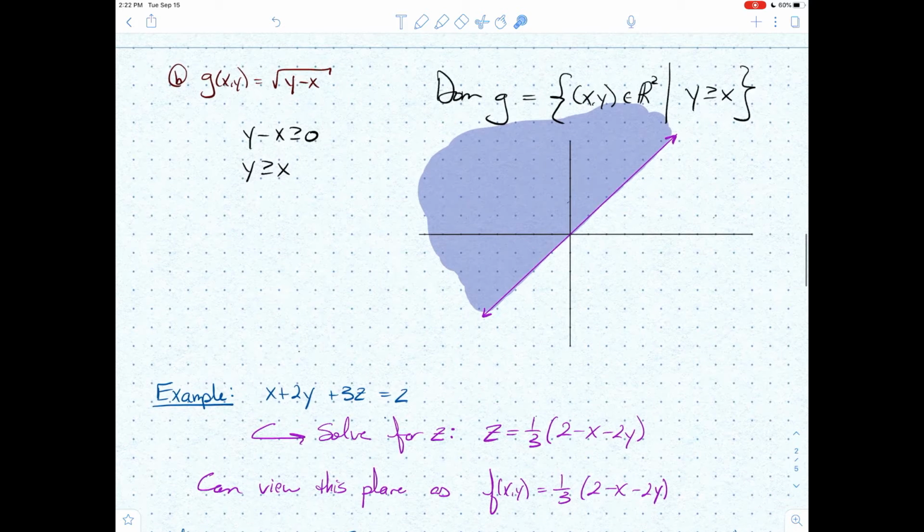All right, so that's it for this video. In the next video, we're going to talk about level curves, and these are basically just traces sliced a certain way.